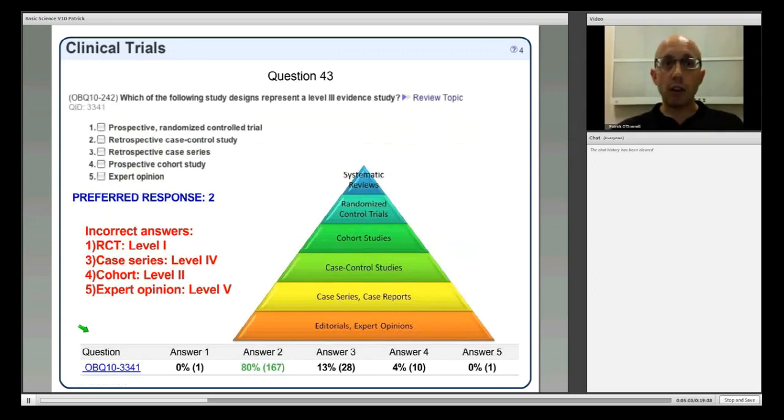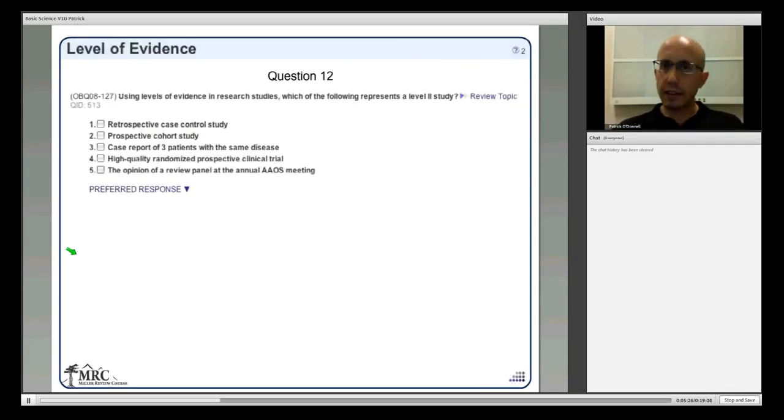Question 43: which of the following study designs represents a level 3 evidence study? Correct answer is 2, a retrospective case control study. Only 80% of you got this correct. So let's look at answer 3, the second most chosen one. A case series. So that's a level 4 study. You have to have a control group for it to be a level 3. Again, level of evidence, let's hit it home. Using level of evidence in research studies, which of the following represents a level 2 study?